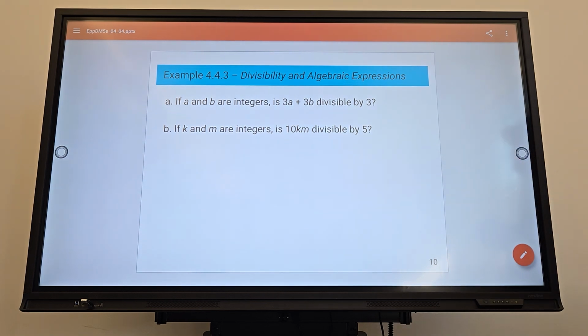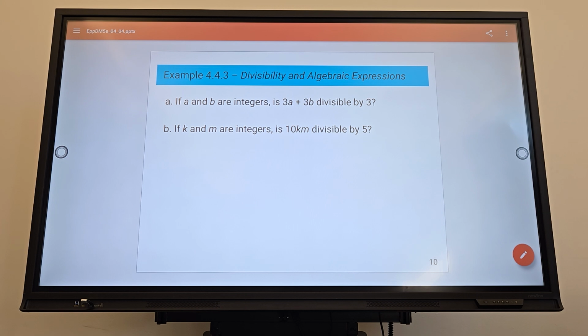If a and b are integers, is 3a plus 3b divisible by 3? Yeah, you can factor out the 3 and divide by 3, and you're left with a plus b, which is an integer, because the sum of integers is an integer.